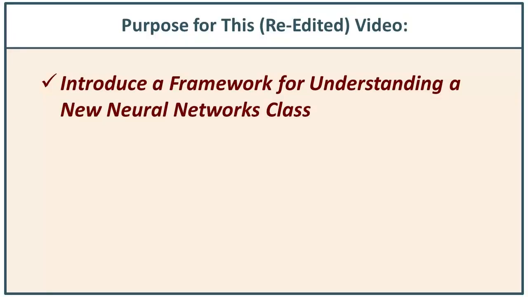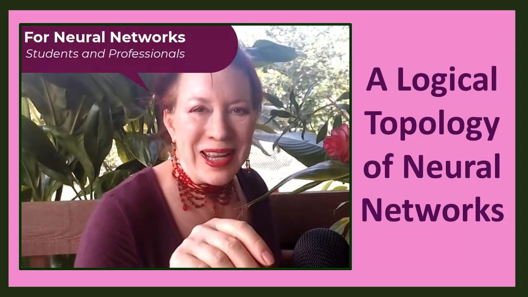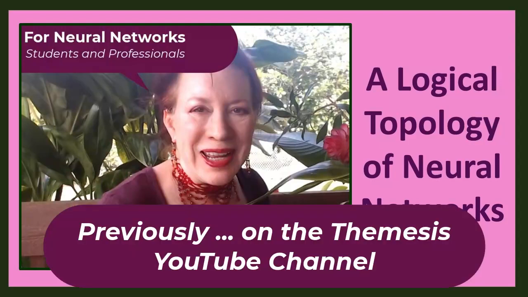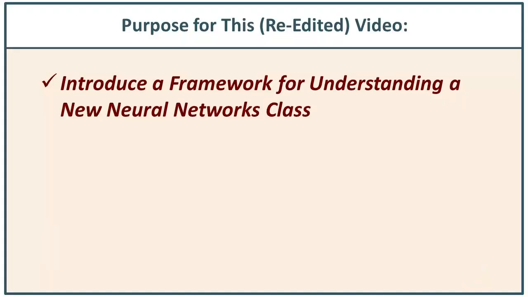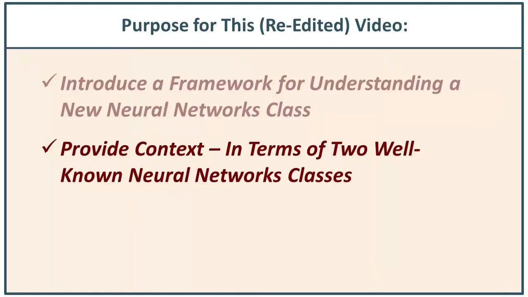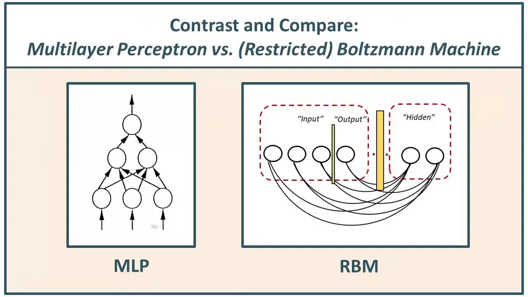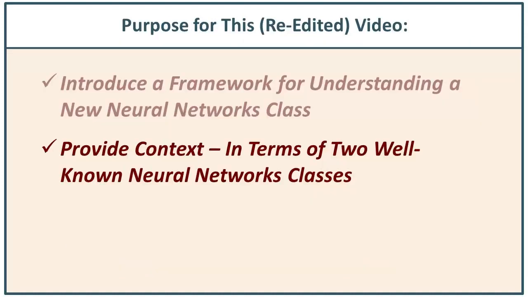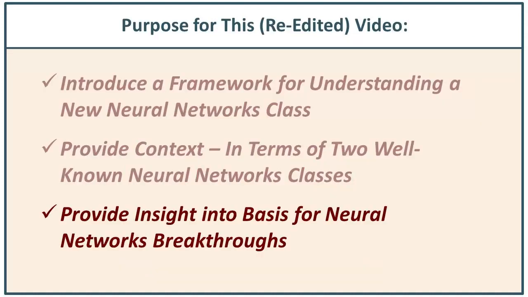But before we get into that, this video is a re-edit of a previous version. We want a little bit tighter focus on 3 important things. The first of them is building a framework for a new neural networks class. Secondly, we need context, and we're going to provide it by looking at 2 very well-known neural networks classes. And finally, we're going to extract the key insights that have made these so powerful and so effective, and see if we can isolate important principles that will carry over into new inventions.